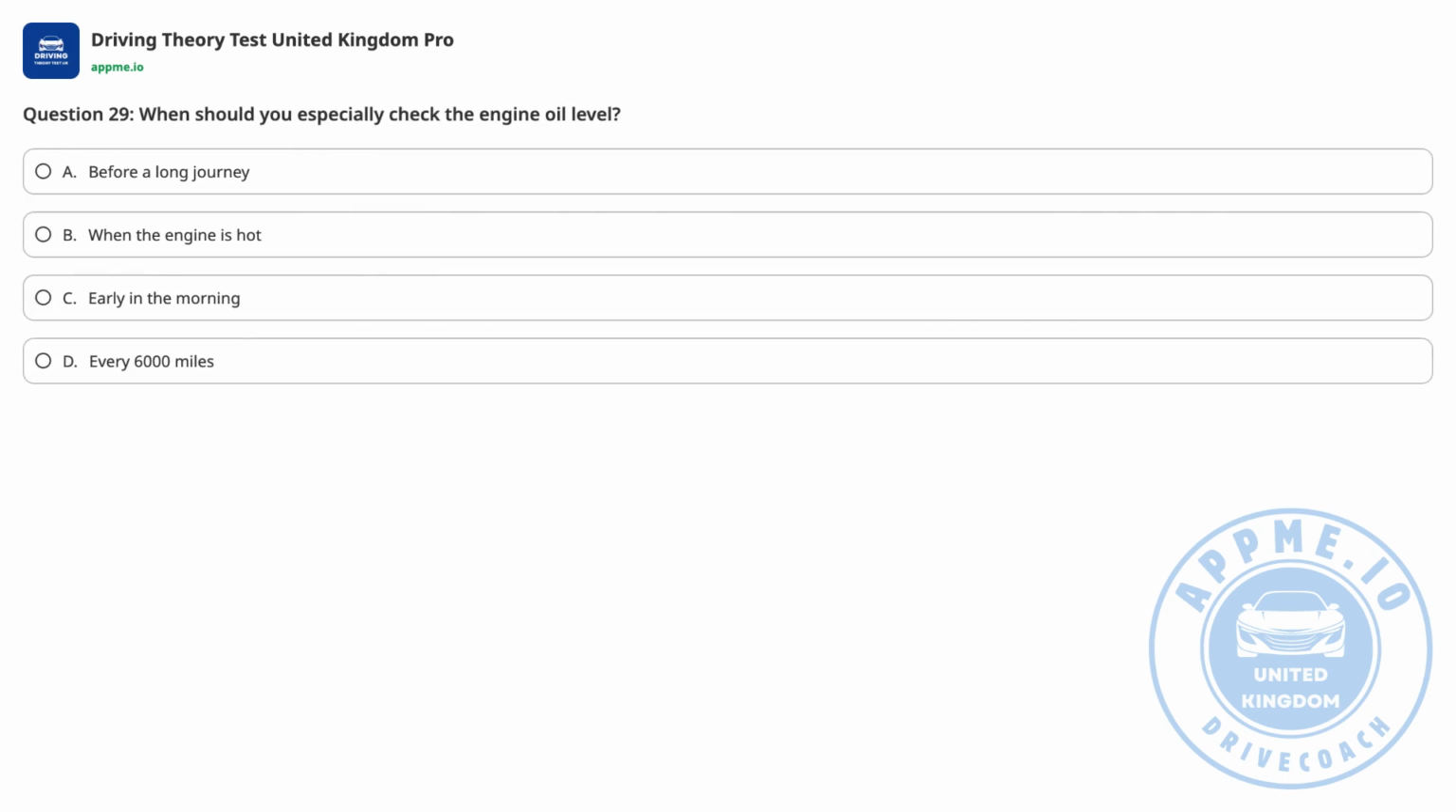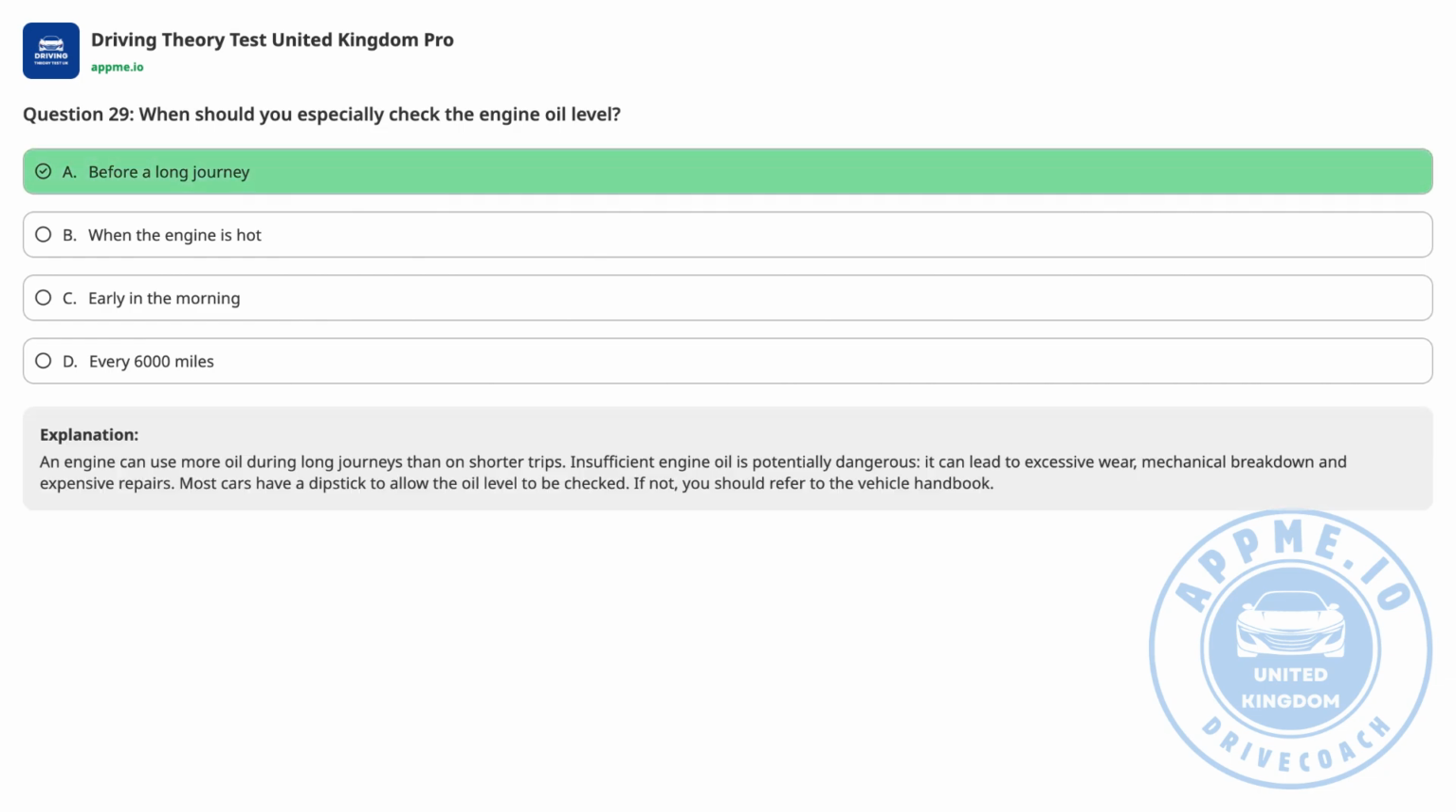Question 29. When should you especially check the engine oil level? A. Before a long journey. B. When the engine is hot. C. Early in the morning. D. Every 6,000 miles. The correct answer is A.